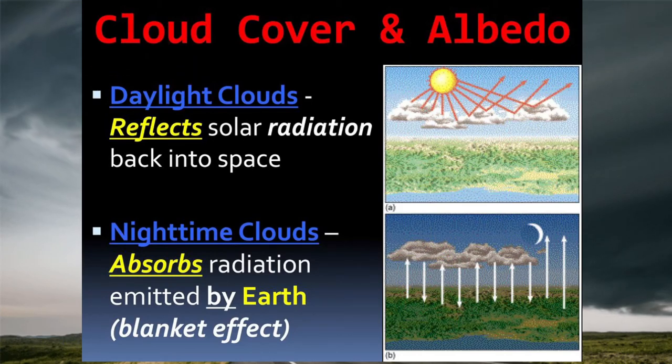During the day, clouds lead to colder temperatures. At night, clouds lead to warmer temperatures. Basically, daytime clouds reflect solar radiation back into space. Nighttime clouds absorb radiation emitted by Earth, which is known as the blanket effect. Snow absorbs less radiation than the bare ground and results in colder temperatures. Dirty snow absorbs more radiation than fresh snow, which is definitely interesting.